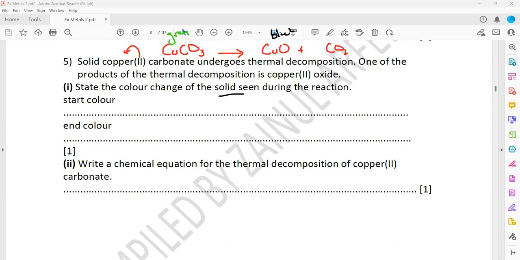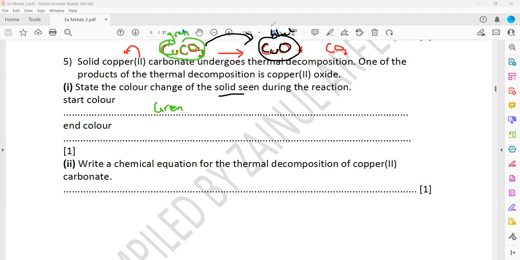White or green? First, we have copper carbonate. Copper carbonate is green in color. This solid copper carbonate is heated and it turns into copper oxide, which is black. So the question is, what is the color change of the solid? The starting color is green.